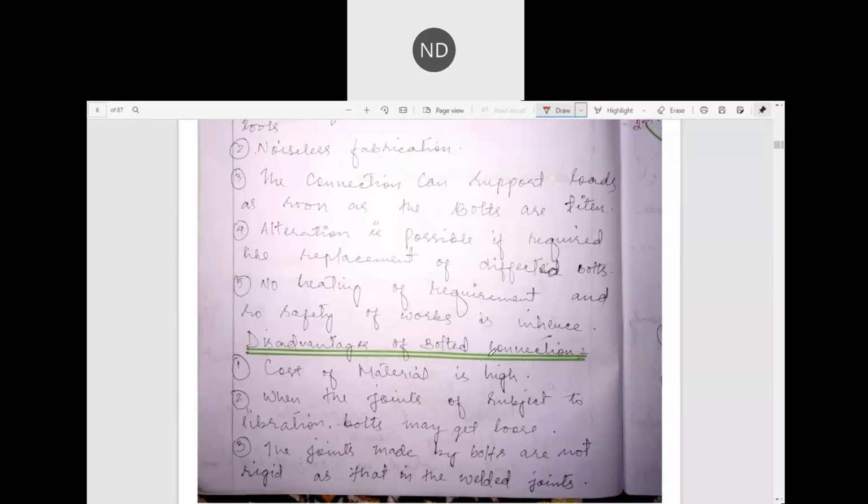But there are also some disadvantages of your bolted connection. Some of the disadvantages of bolted connections are what? The cost of the material is higher as compared to rivets. This is one disadvantage. Another one is, when the joints are subject to vibration, bolts may get loose.